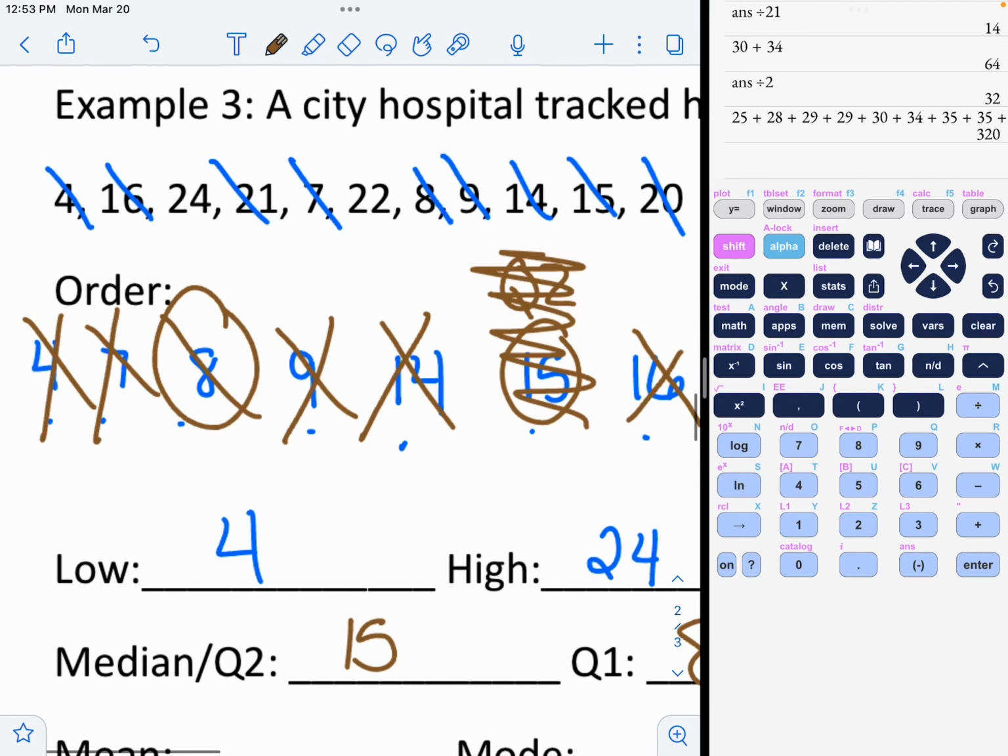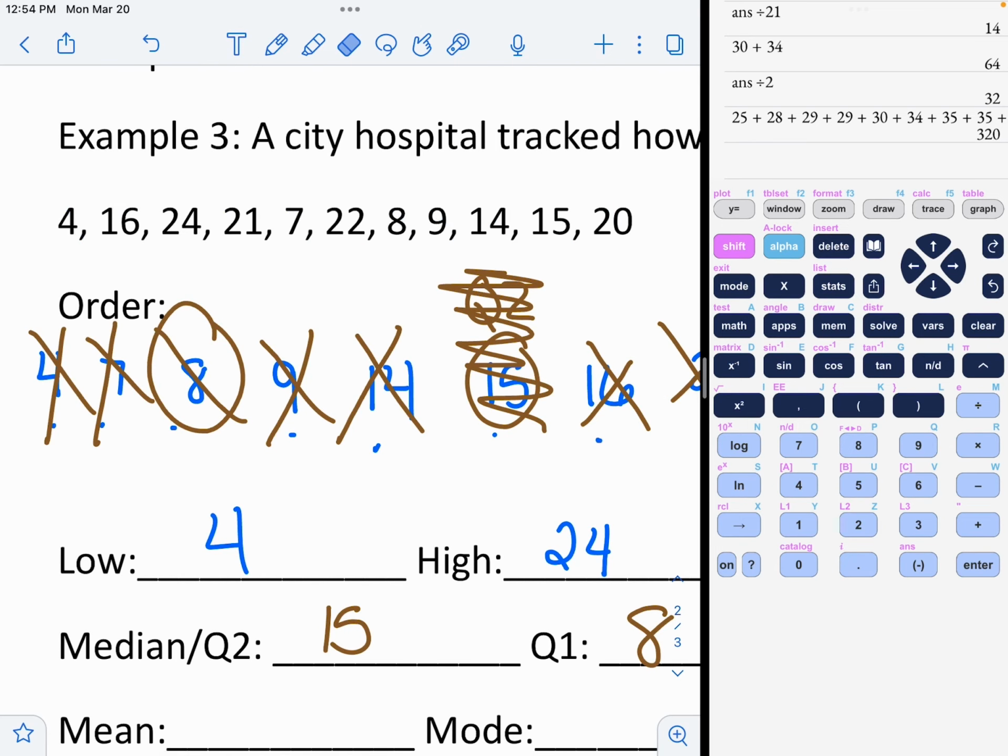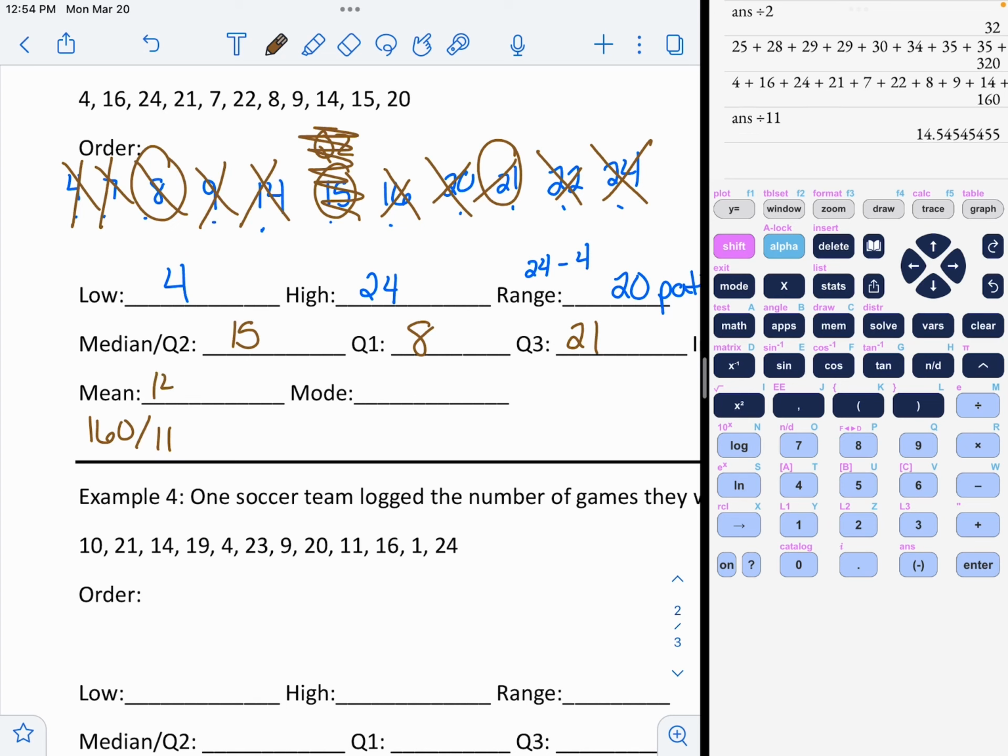Okay, I'm just going to go up to my original because it's easier to read. Okay, I'm just going to do these ones right here. You can do the list you made. 4, add 16, add 24, add 21, add 7, add 22, add 8, add 9, add 14, add 15, add 20. So I have a summation of 160. And I have to divide by how many patients I had. I had 11. And that's going to be a 14.5, which doesn't make a ton of sense because it's people. But because we're talking about data, we're just going to leave it as a decimal.